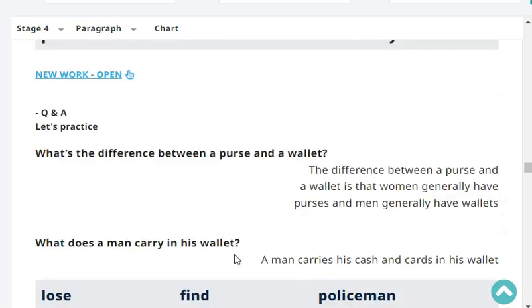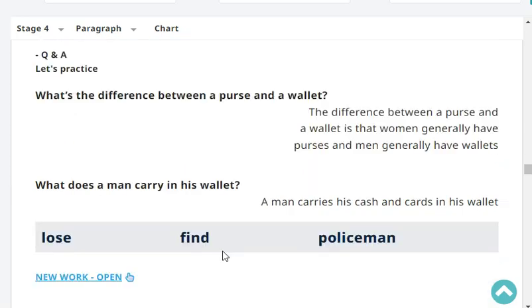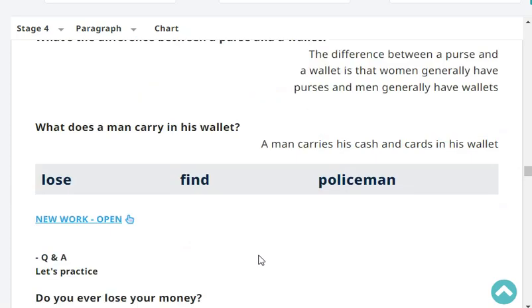What's the difference between a purse and a wallet? The difference between a purse and a wallet is that women generally have purses and men generally have wallets. Yeah, but here in Asia we only use wallets, right? Okay, next. What does a man carry in his wallet? A man carries cash and cards in his wallet.